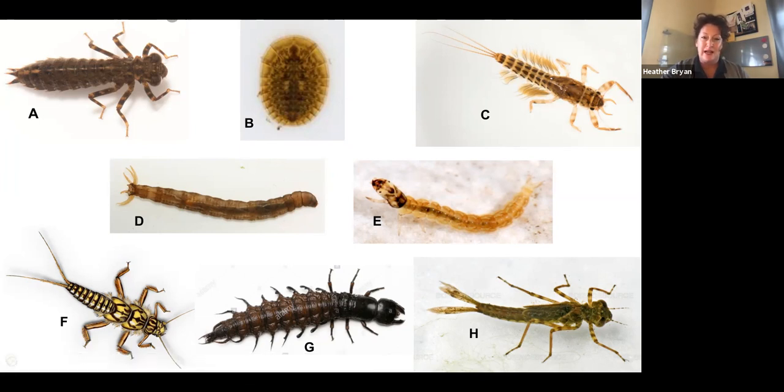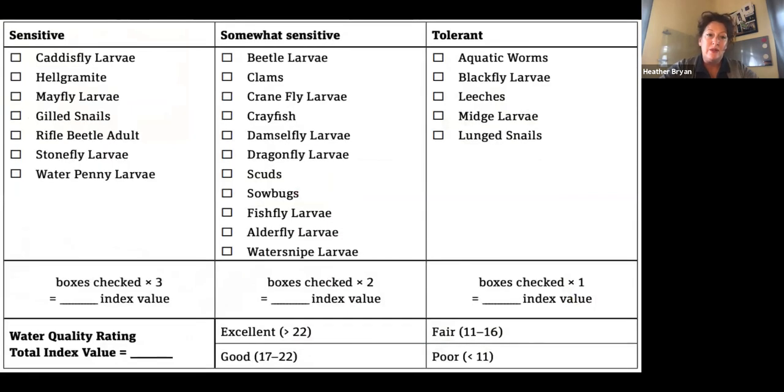All right, let's go on to the next slide. Now that you have a feel for the organisms that you might collect in your net after kickseining, I want you to also think about what kind of zones they could live in. So as you're looking at this diagram in front of you, we've really divided these organisms up into three different zones of tolerance, or ranges of tolerance, within the river system. So you see that on the left, we have sensitive, in the middle, somewhat sensitive, and then on the far right, tolerant. So let me explain what those categories mean.